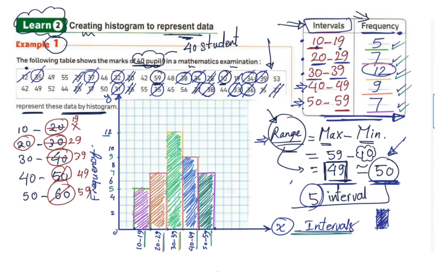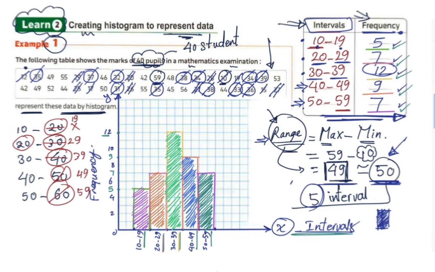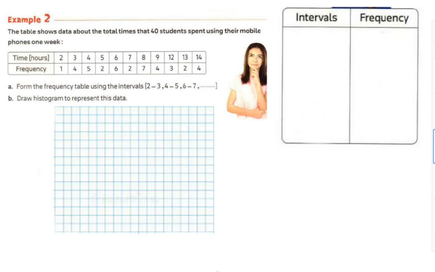Okay. Now go to the next example. Now we have example number 2. The table shows data about the total time that 40 students spent using their mobile phones. Okay, per what? Per week. Every week. Now we have a table already ready to use.